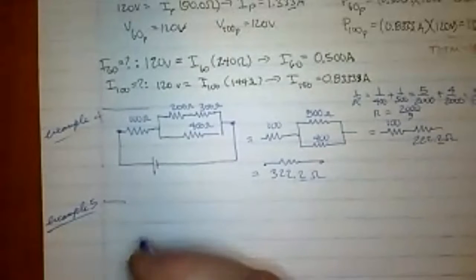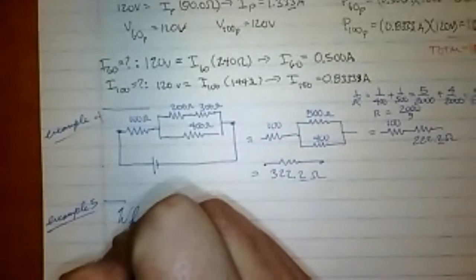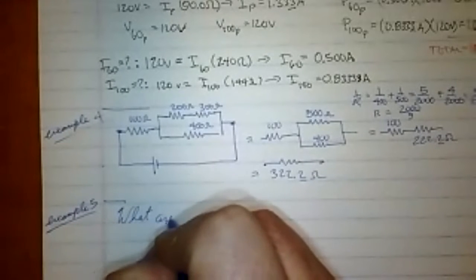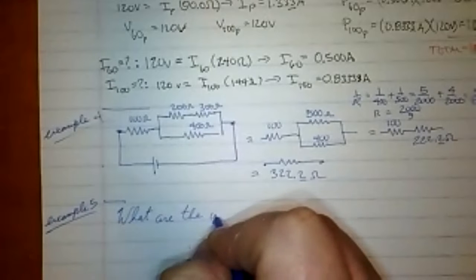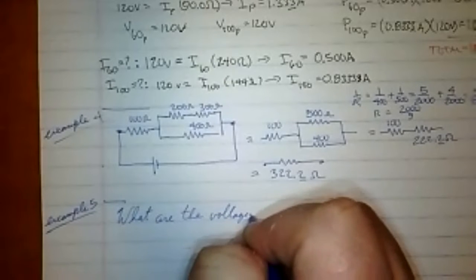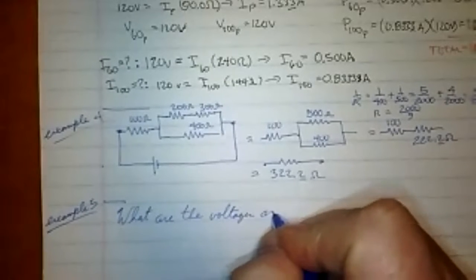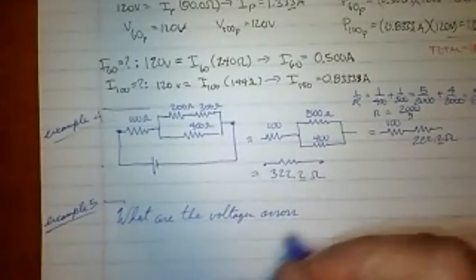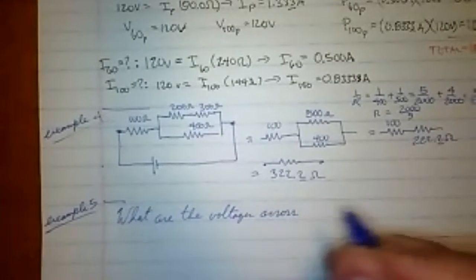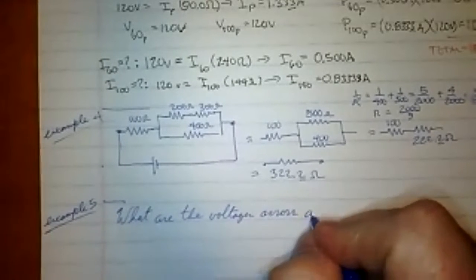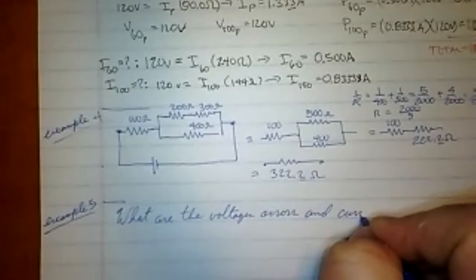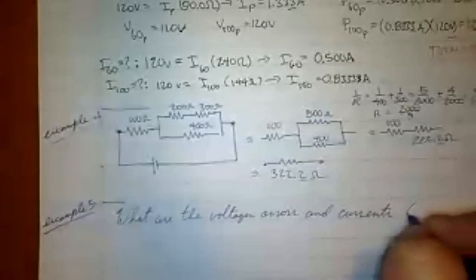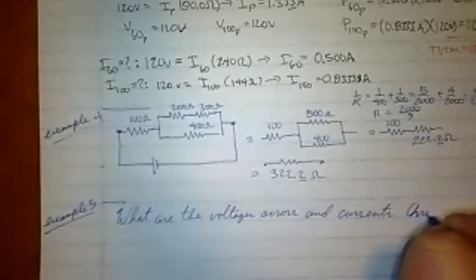Example 5 is: what are the voltages across, and that's important wording to notice, by the way. It's voltages across and currents through each resistor.